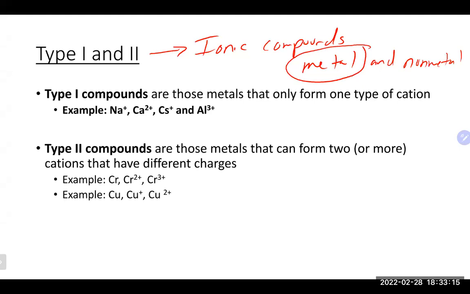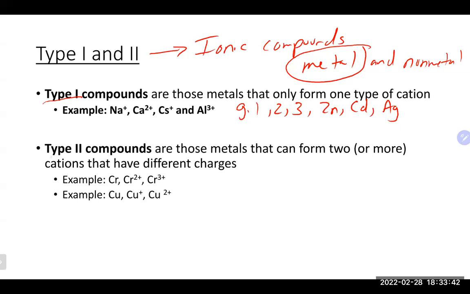A type 1 compound is when we have a metal that has a fixed positive charge. So those are our guys in group 1, 2, 3. That is zinc, cadmium, and silver. These are all what are referred to as type 1 metals, which means no matter what the situation, it's always going to be basically the same positive charge that's there.